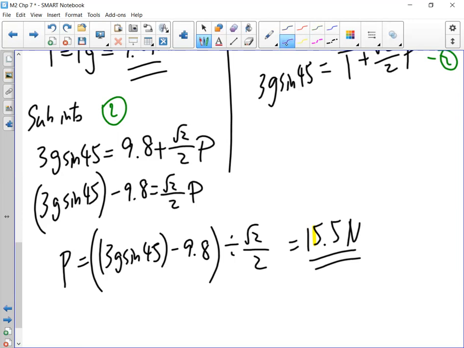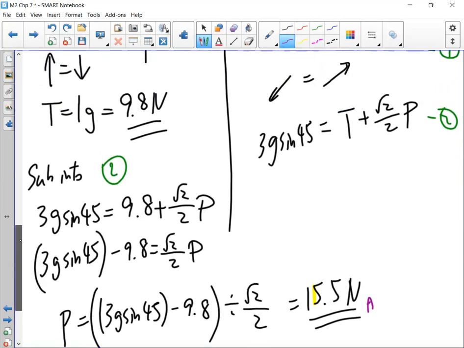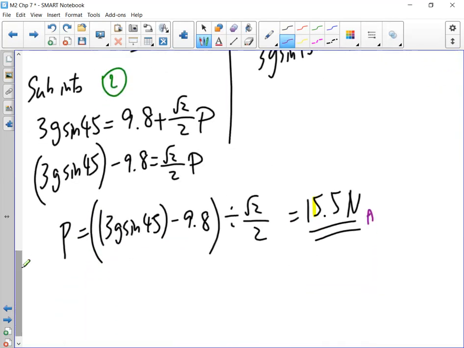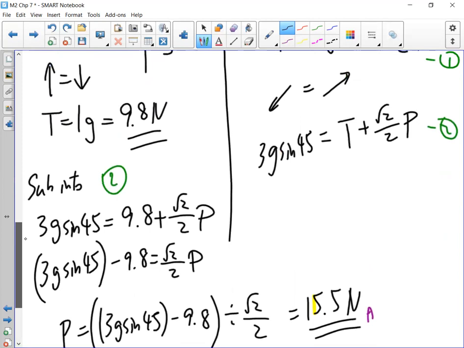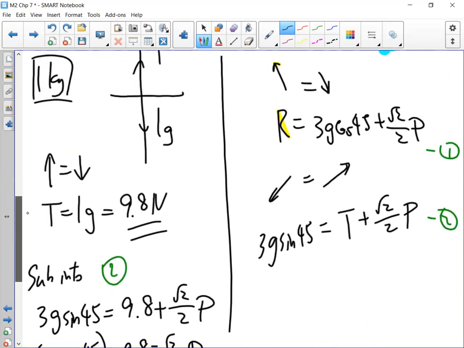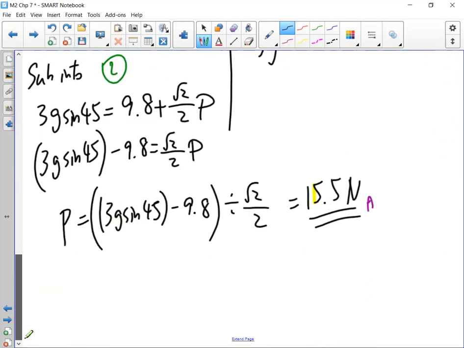I'm going to store this value in A because there's no exact value. Remember, you're an architect. If you do not use the full value, you're going to kill people on the 80th story. Right, next one. So P equals that one. Next, you can sub into equation 1. So now you know P, so you can sub into equation 1.